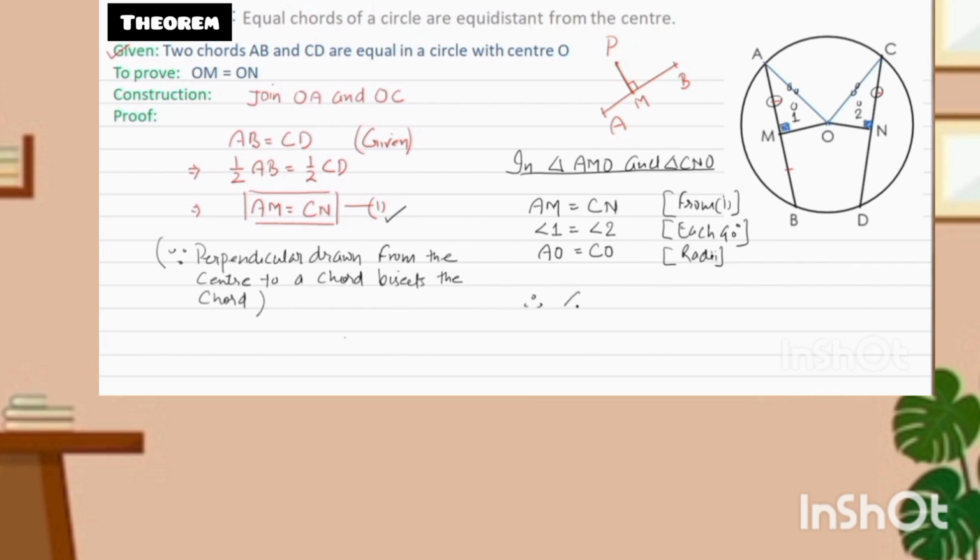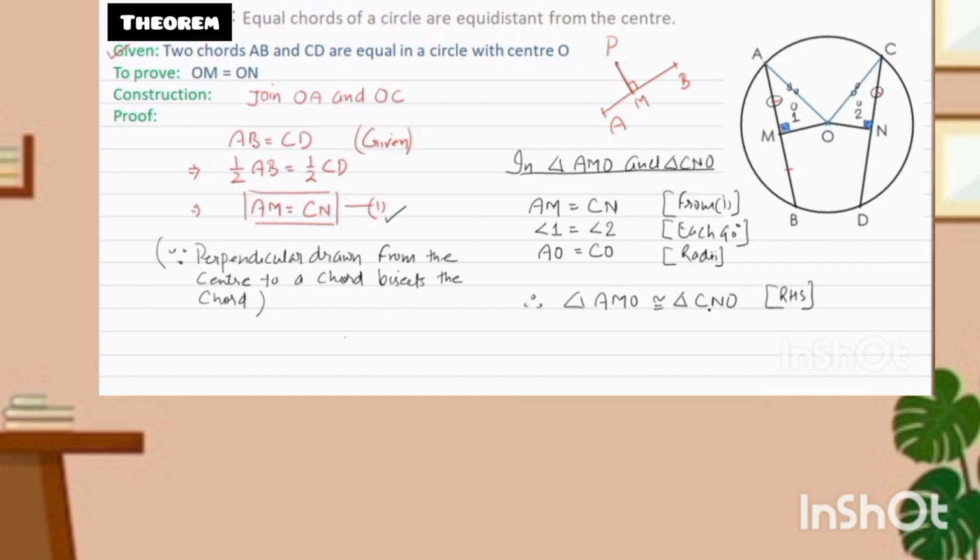Therefore, what can we say? Triangle AMO is congruent to triangle CNO. Is that clear? By using which condition? We got one angle and two sides, isn't it? So which property can we use here? Yes, by RHS congruence, because the triangles constructed here are right angle triangles.